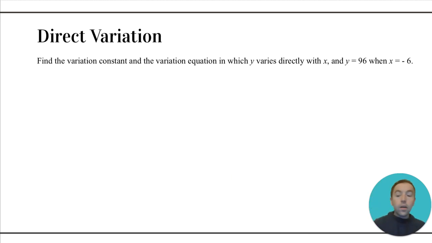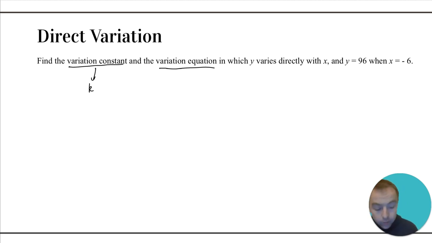Okay, so digging a little bit more now into actually writing equations and things with direct variation. Here we're asked to find the variation constant and then also find the variation equation in which y varies directly with x, and y is equal to 96 when x is equal to -6. So when we're looking for the variation constant, we're really looking for that number k that I indicated earlier. And then the variation equation is going to be of different forms depending on the type of variation we're talking about.